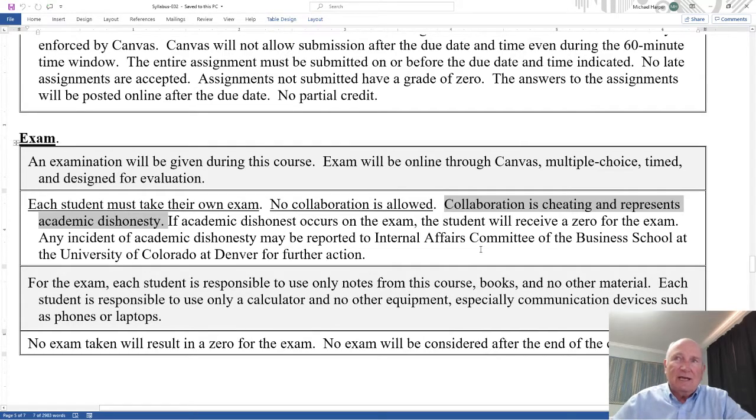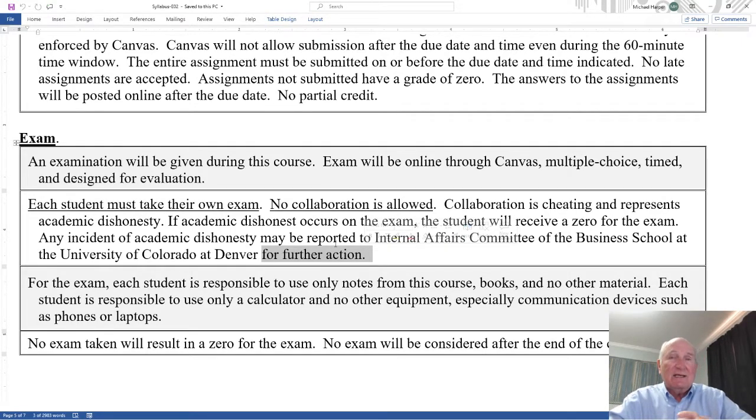And notice I say academic dishonesty may be reported to the Internal Affairs Committee of the Business School for further action. Now, this further action could mean a 0, an F for the course. It could mean suspension. It could mean expulsion. I've been here long enough that all of that has happened because of academic dishonesty.